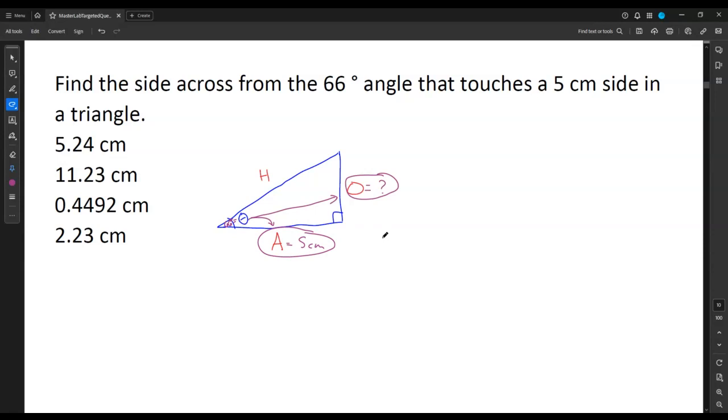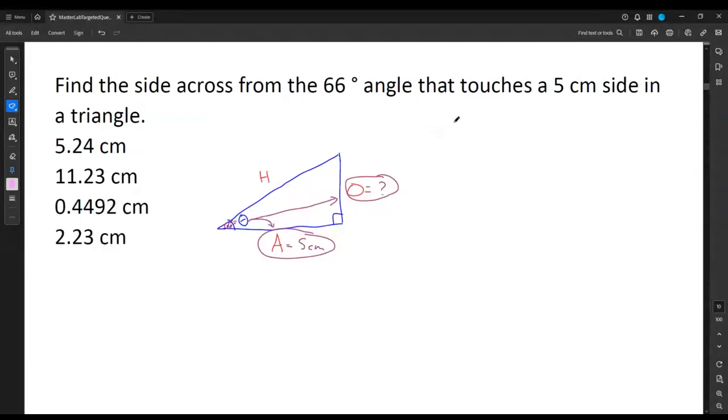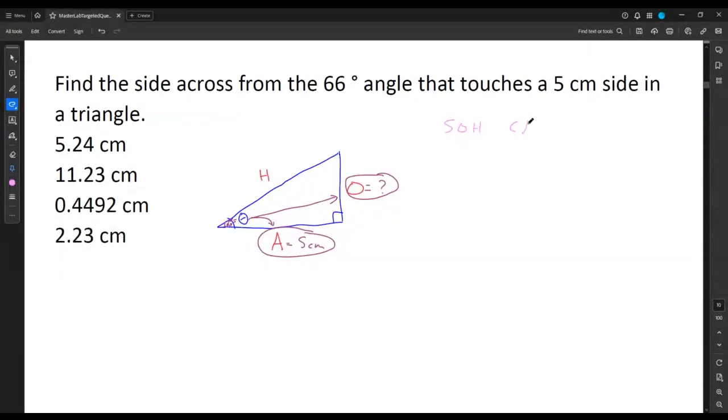Now, we just drew this triangle randomly. We don't right offhand know if the answer is bigger or smaller than 5. Looks a lot bigger with the way the picture is drawn, but we want to look at our trig functions and find out without having to guess. So, ka, toa.